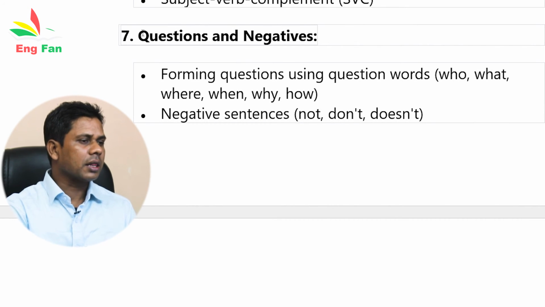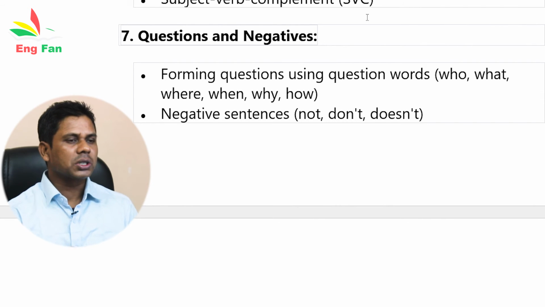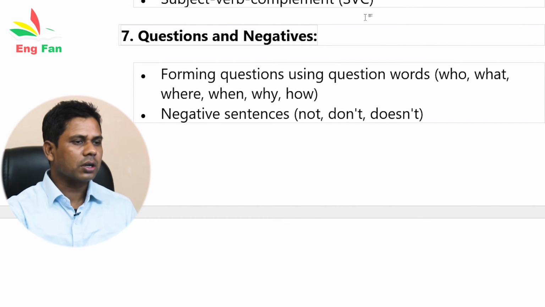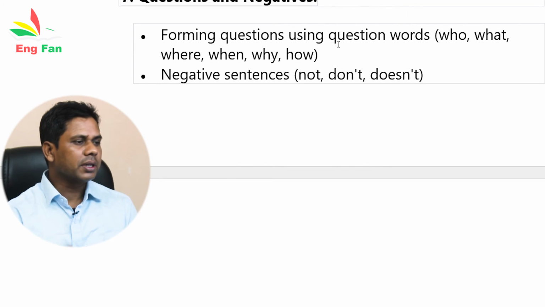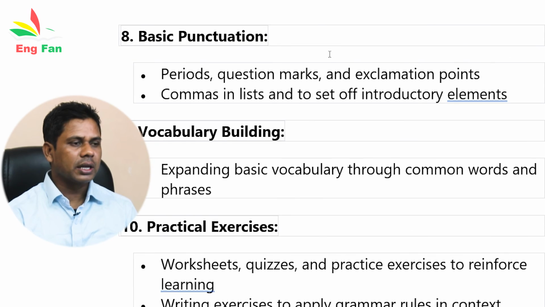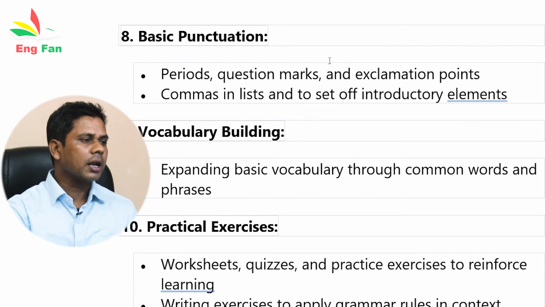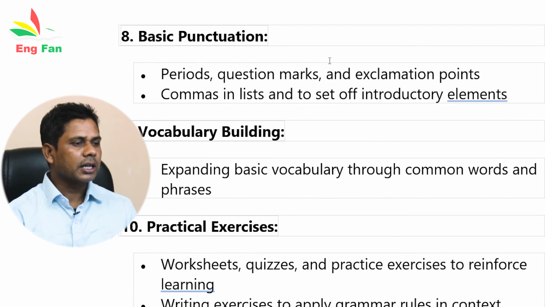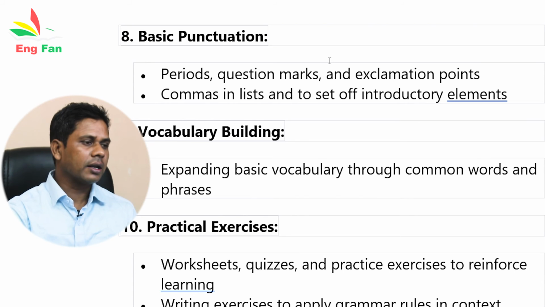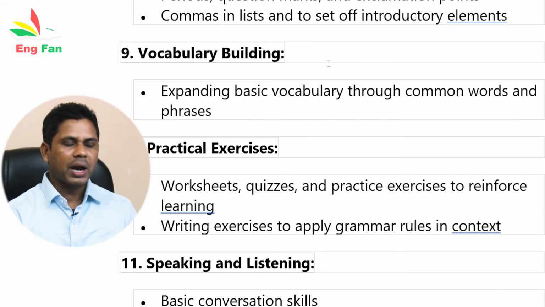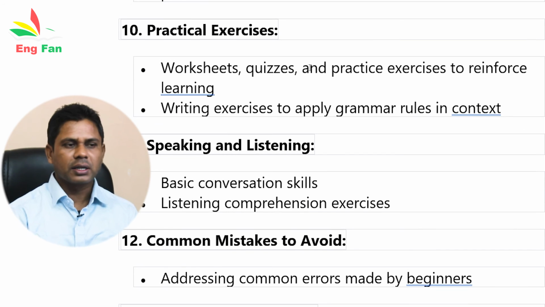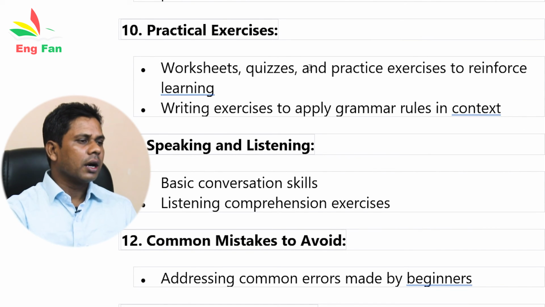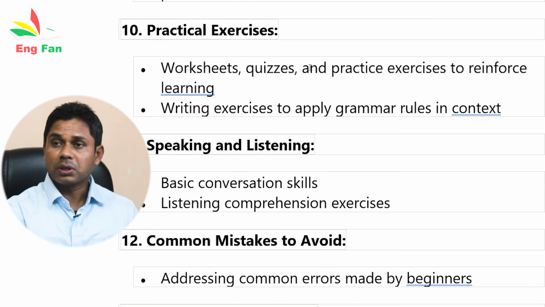Number 7, question and answer: forming questions using question words or WH words, and negative sentences with not, don't, and doesn't. Number 8, basic punctuation: period, question mark, and exclamation mark, commas in a list and to set off an introductory element. Number 9, vocabulary building: expanding basic vocabulary through common words and phrases. Number 10, practical exercises: worksheets, quizzes, and practice exercises to reinforce learning, and writing exercises to apply grammar rules in context.